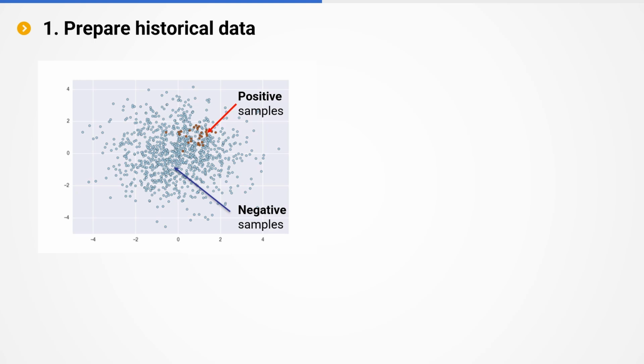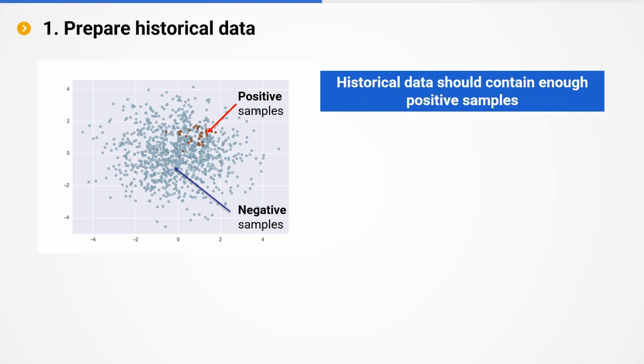Data imbalance means that positive samples are too few. For example, there are only a dozen positive samples in a dataset of tens of thousands. In this case, even though the total amount of data is large, it is difficult to build an effective model. Therefore, when preparing data, it is necessary to extract as many positive samples as possible. There is no fixed requirement on the specific number of positive samples.